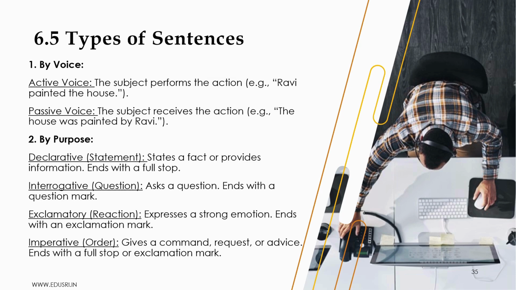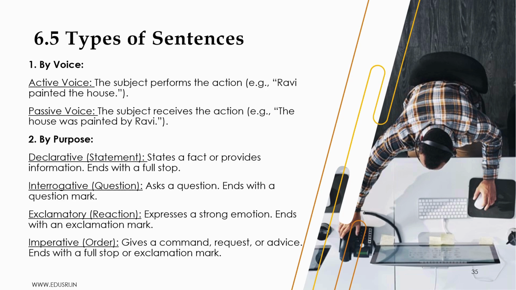In this slide, we explore the different types of sentences based on voice and purpose. First, by voice. In an active voice sentence, the subject performs the action. For example, Ravi painted the house. In a passive voice sentence, the subject receives the action, such as, the house was painted by Ravi. Next, sentences can also be classified by purpose.